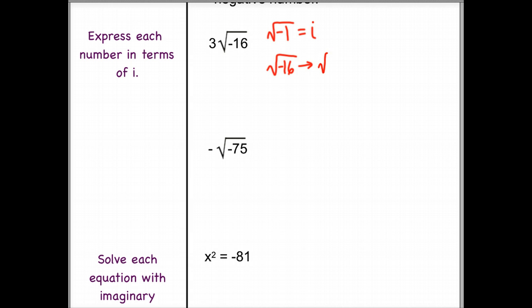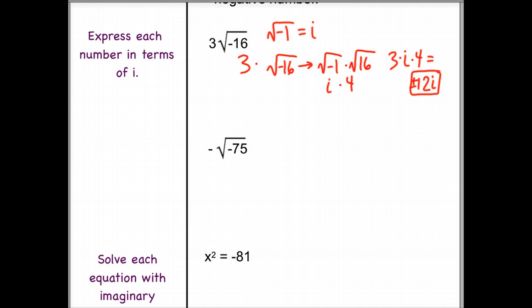as the square root of negative 1 times the square root of 16. So we know that the square root of negative 1 is i, and we know that the square root of 16 is 4. So now don't forget we multiplied by that 3 out in front. So now we have 3 times i times 4, which is the same thing as 12i. Don't forget that plus or minus because we square rooted that 16.